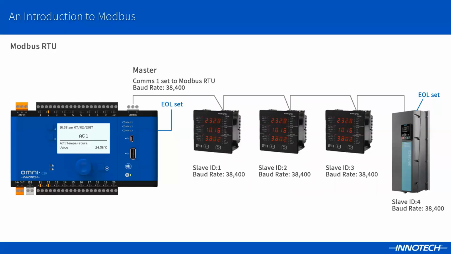Note the addressing starts from 1 and is sequential up to the last device. Each device on this link will also need to be set to the same baud rate that the comms port is configured to.